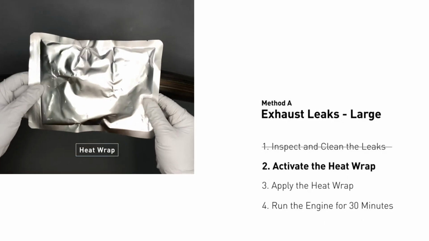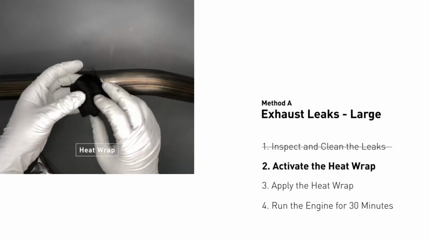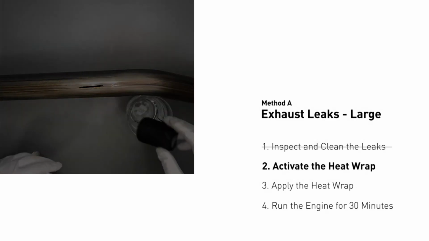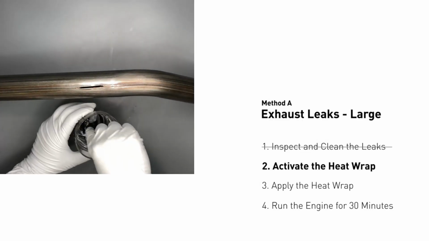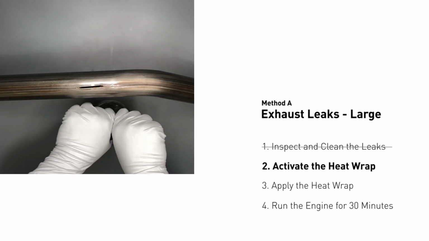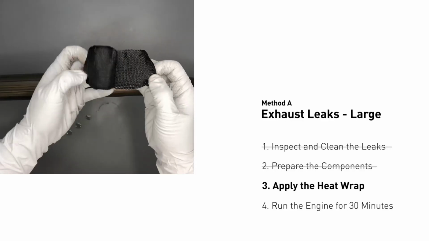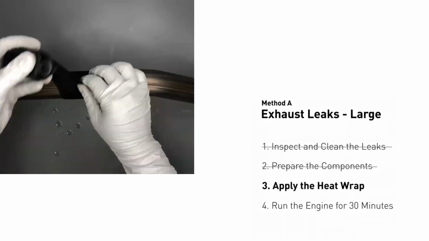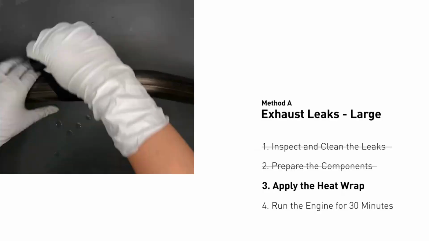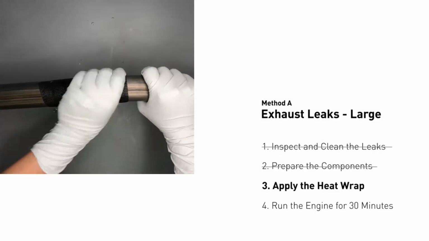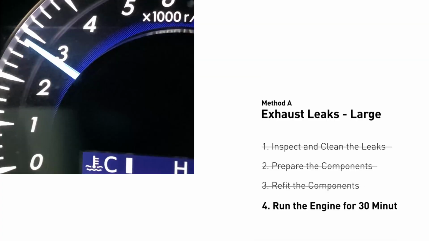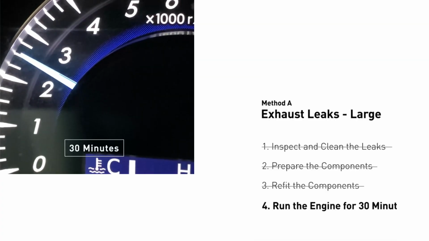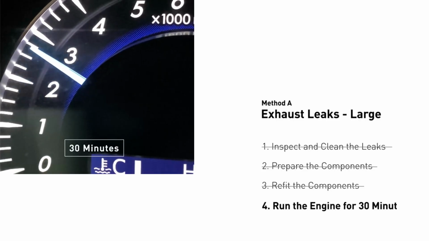Get the heat wrap out and put it in the water for about 30 to 40 seconds to start the activation process. Then remove it and squeeze out any excess water. Wrap it around the area and overlap it a couple of inches on each side. Repeat the process 3 or 4 times. Then squeeze it to make the resin go all through it. Start the car and let it run for 30 minutes so the heat cures it and makes a permanent fix.